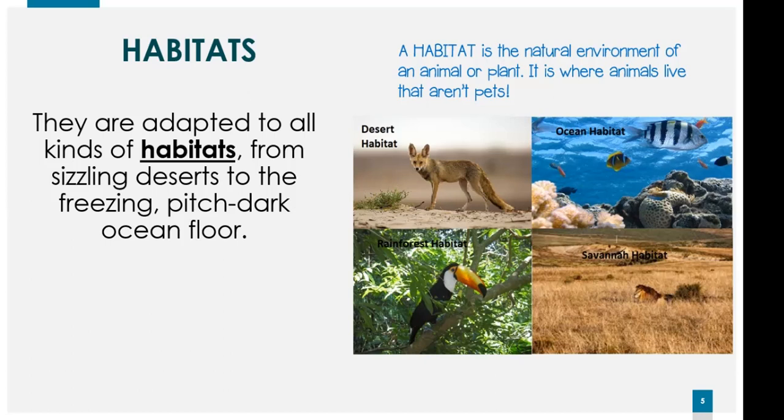Next, habitats. They're adapted to all kinds of habitats, from sizzling deserts to the freezing pitch dark ocean floor. Okay, a habitat is the natural environment of an animal or plant. It is where animals live that aren't pets. Here is a picture of a desert habitat, an ocean habitat, a rainforest habitat, a savanna habitat. There's so many different kinds of habitats.